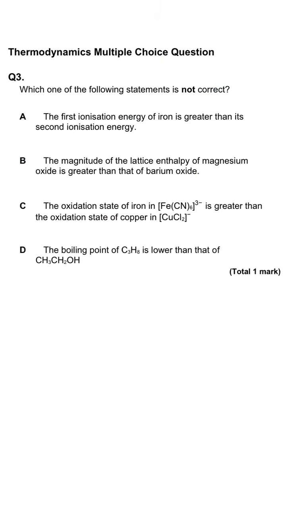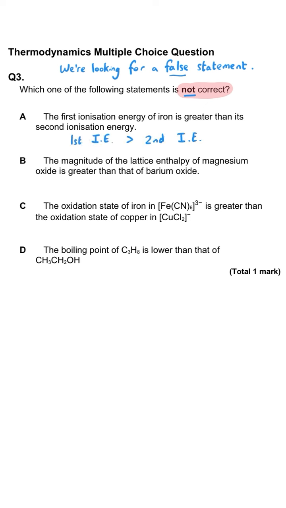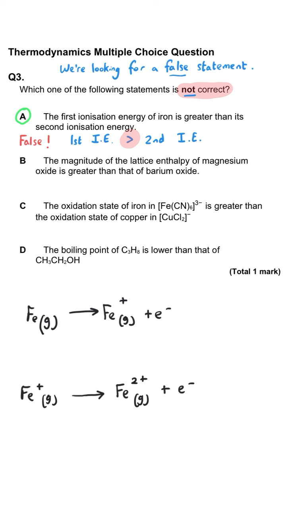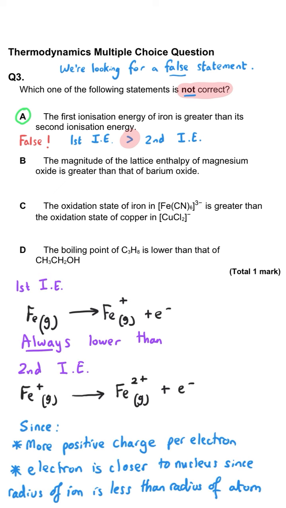Which of the following statements is not correct? The first ionization energy of iron is greater than its second ionization energy. Well, actually, this is not correct, and so this is the right answer for this question. The first ionization energy for any element will always be smaller than the second ionization energy for that element.